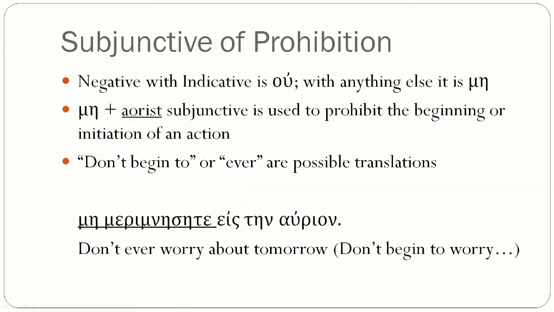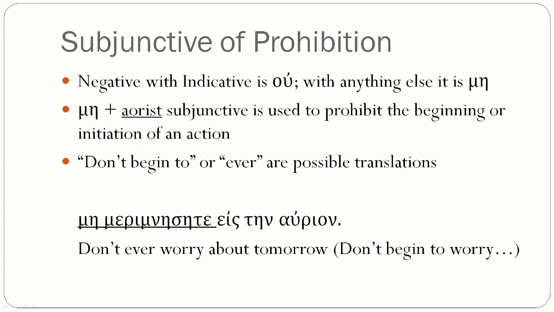All right, next one here, subjunctive of prohibition. The negative when we have an indicative is the word ou, as we have seen for most of this year. And ou has a few other forms, right? Ou, ouk, and ouch with the chi. Those different forms depend on what follows. But the base form is ou. Now, with anything else, any other mood, participle, infinitive, subjunctive, it's going to be me. All right, so this word me means the same thing as ou, okay, just not the negation.